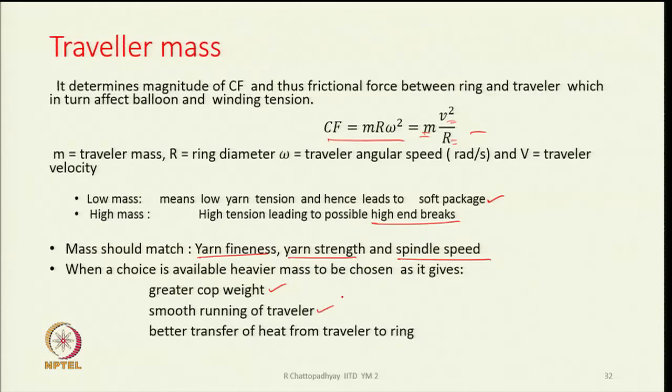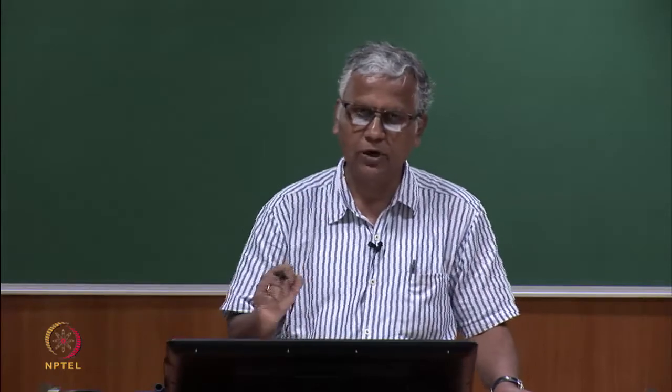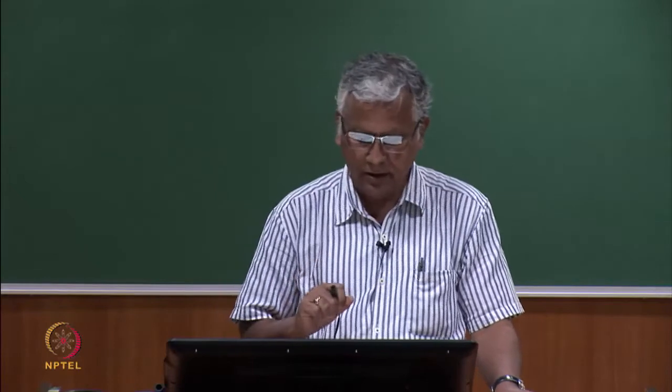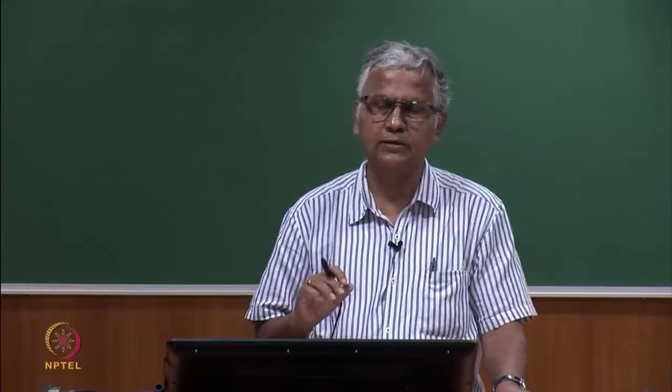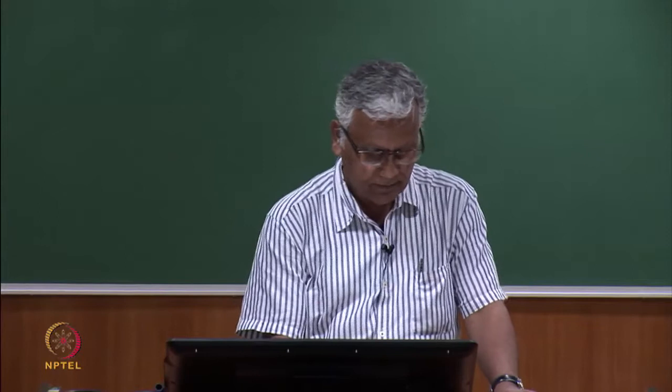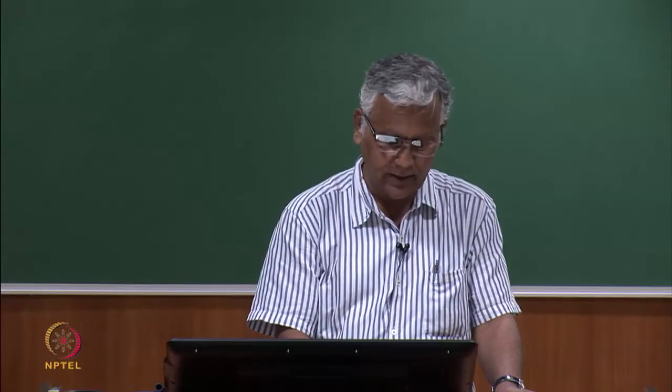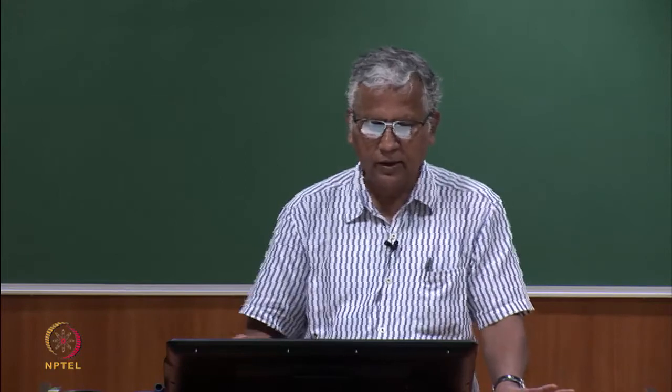Smooth running of traveler: the traveler runs on the track of the ring smoothly if the mass is heavy. And there is better transfer of heat from traveler to ring, because better contact will be established between ring and traveler when the mass is heavy. Centrifugal force will be more. So, the traveler will be pressed against the ring with a higher force, and hence more contact between ring and traveler. So, more heat transfer will be possible. So, that advantage is there.